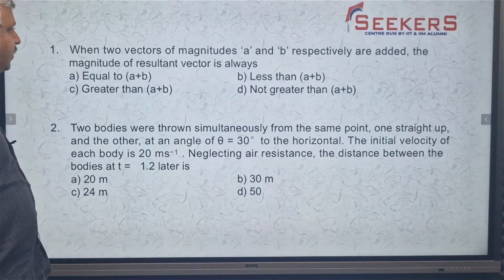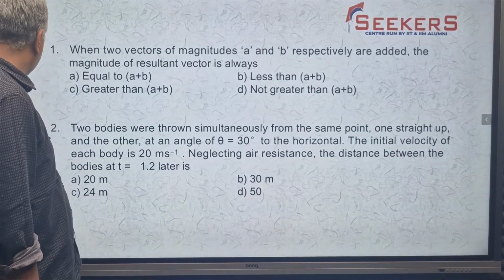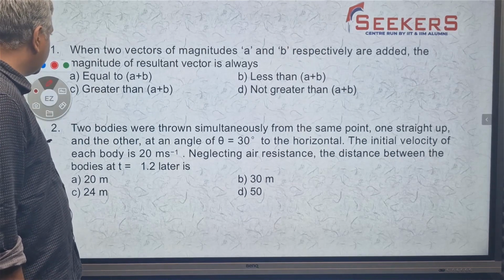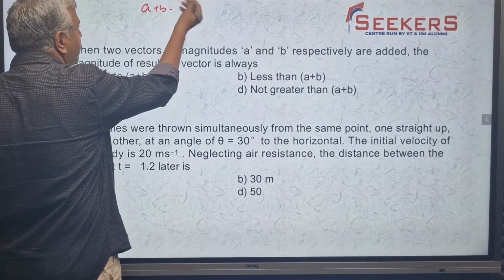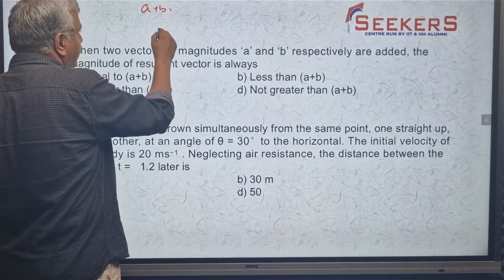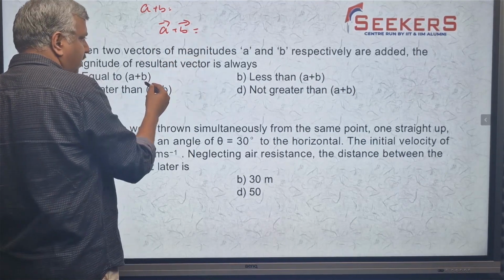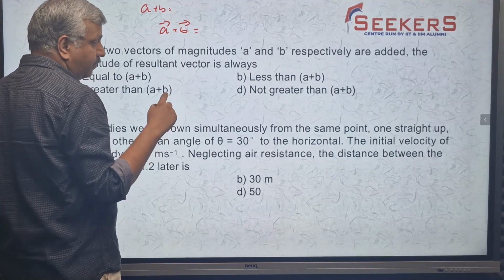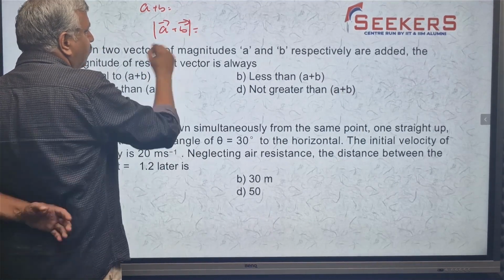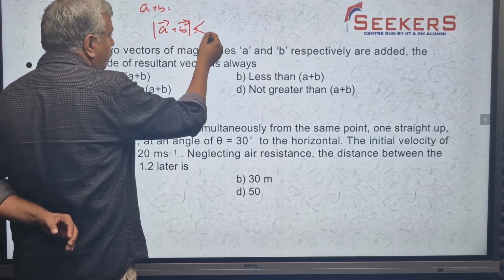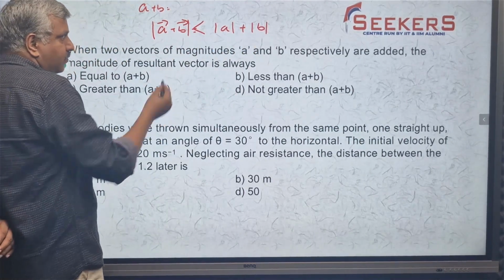Now the first question: when two vectors of magnitudes A and B respectively are added, the magnitude of the resultant vector is always... Understand one thing, when scalars are added, A plus B will always be equal to A plus B. But in case of vectors, A vector plus B vector could be equal to A plus B, it could be less than A plus B, but it can never be more than A plus B. So magnitude of A plus B is less than or equal to mod A plus mod B. It can never be more than mod A plus mod B.